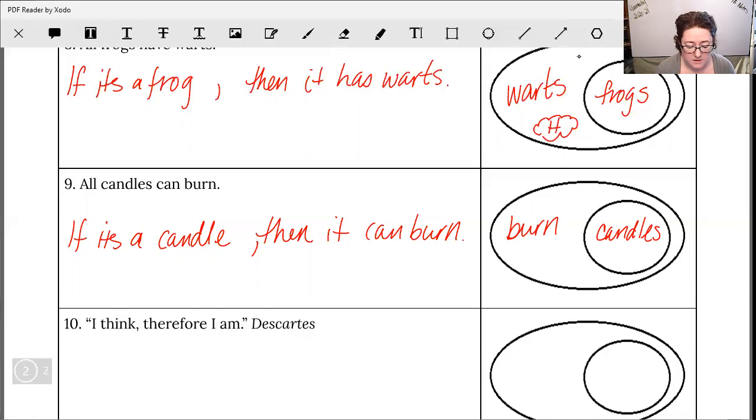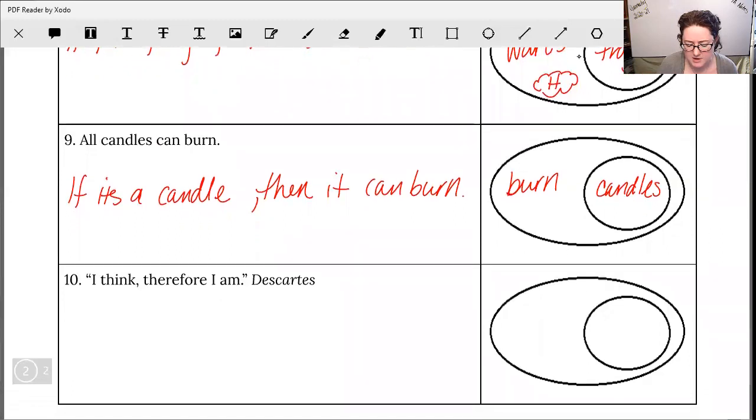So next one, again, historical quote. This guy named Descartes, who actually had a big role in creating geometry as we know it and math as we know it. So I think, therefore I am. So we have the word therefore, which almost implies we're coming to a conclusion at the end of that sentence. So I think, therefore I am. If I'm going to try to fit it into the if then structure, if I think, then I am.